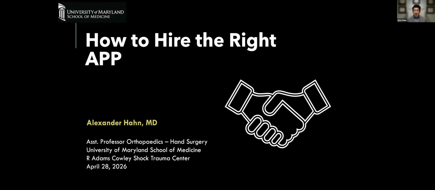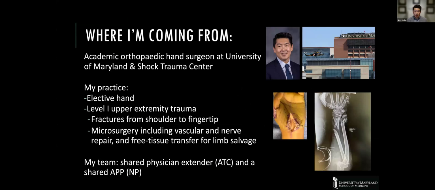So I'll talk about how to hire the right APP. Where I'm coming from, I realize people are coming from a lot of different practices. I'm an academic orthopedic hand surgeon in Baltimore at the University of Maryland. My practice mix is 50% elective hand and 50% level 1 upper extremity trauma, including fractures from shoulder to fingertip, microsurgery. And my current team is a shared physician extender and a shared APP, who's an NP.